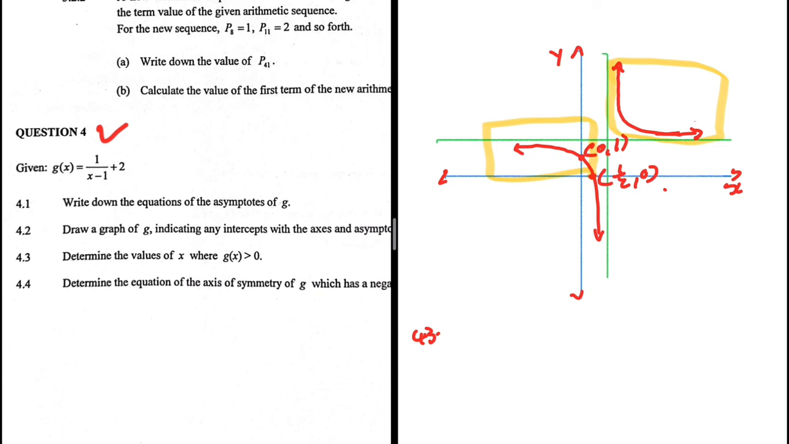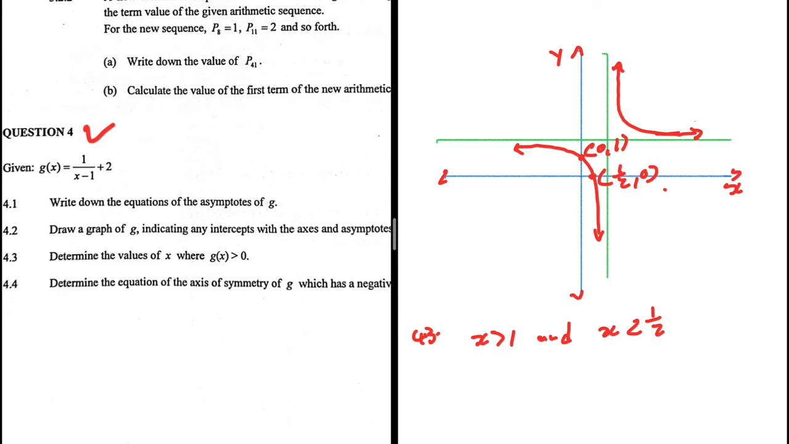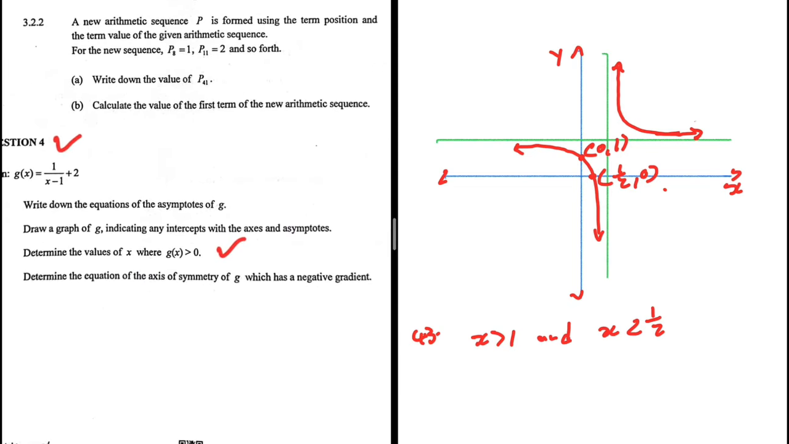So what are we saying? We're saying that when x is greater than 1, g of x is greater than 0. Because x cannot be equals to 1, that's our asymptote. And x is less than a half, g of x is greater than 0. So that is our solution from the graph. I think you can also solve this algebraically and find the same value.